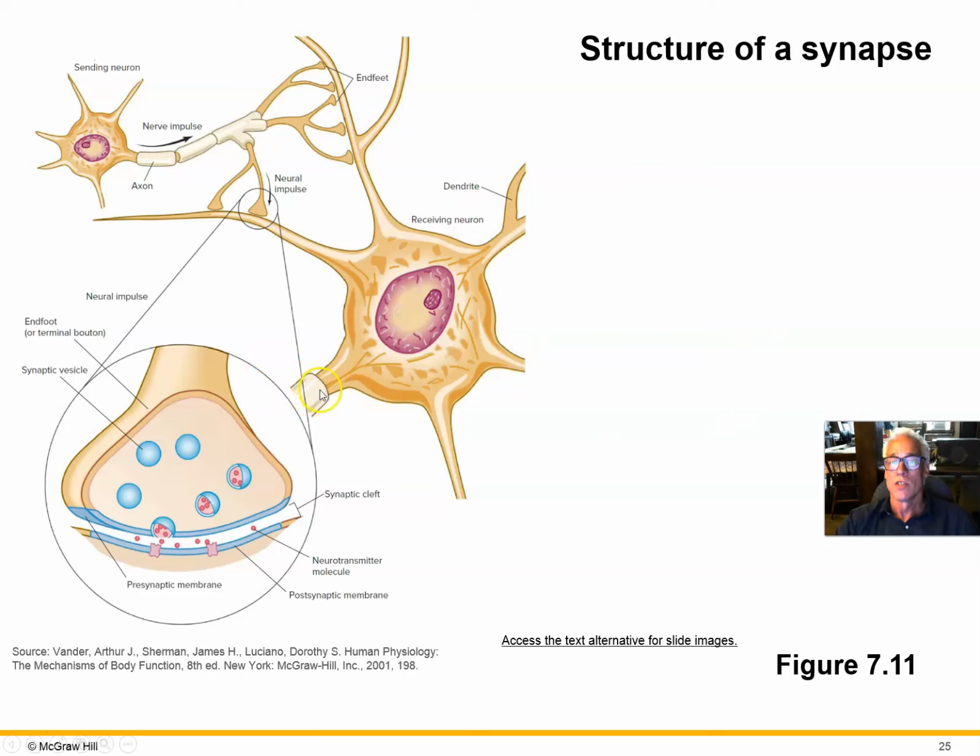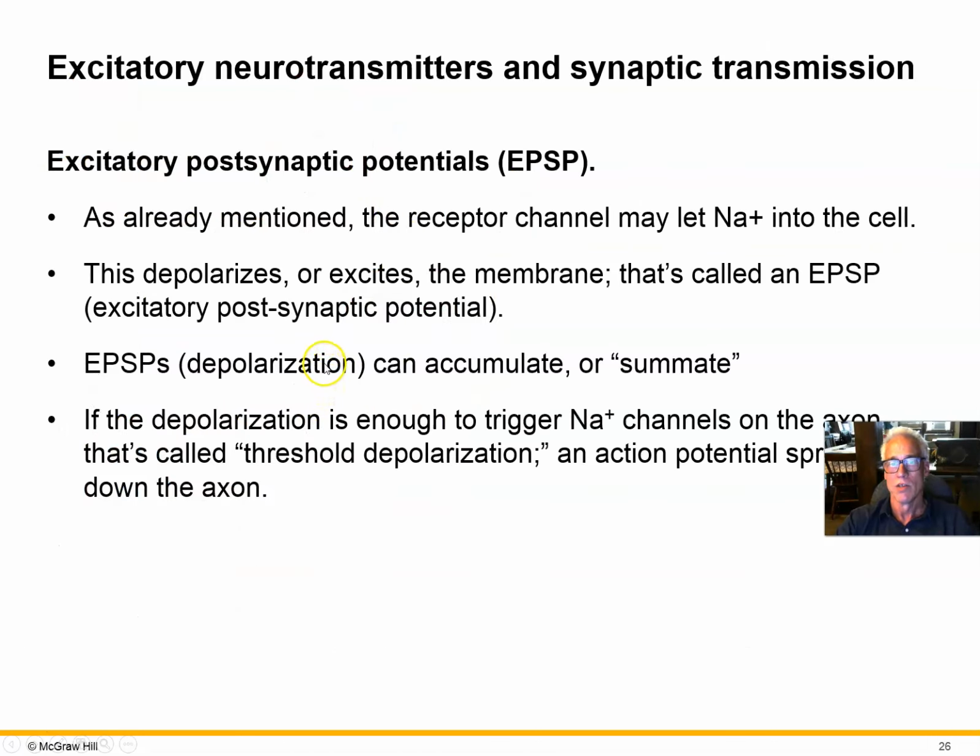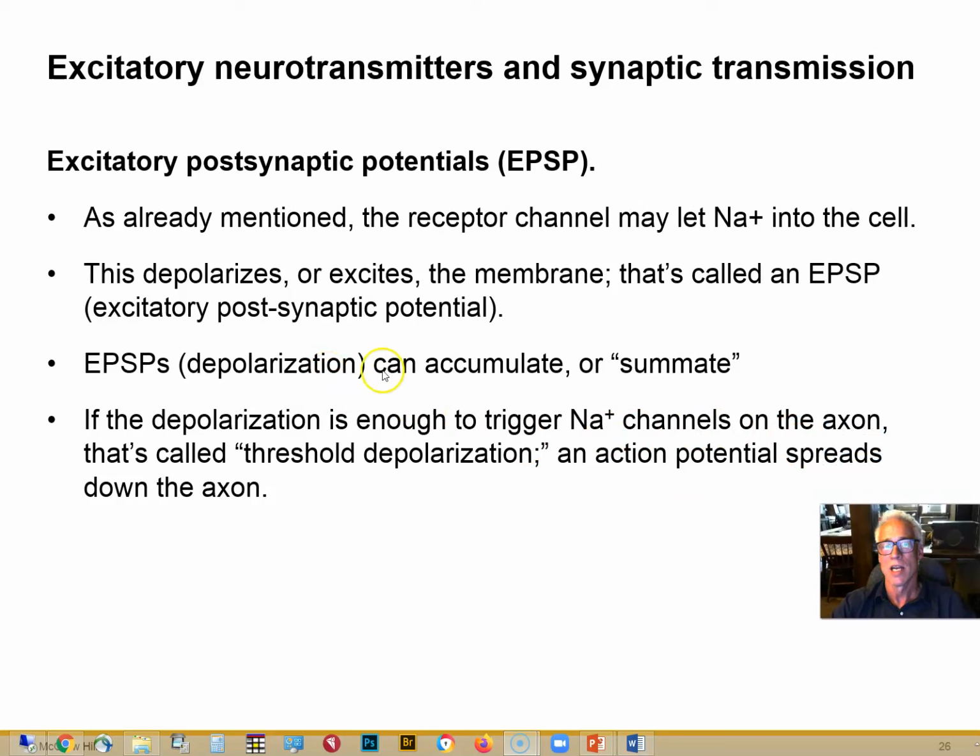So summation means all of the different events impinging on the dendrites of a neuron and determining whether or not the axon will be sufficiently depolarized to trigger an action potential. So summation is that additive effect of the different events.